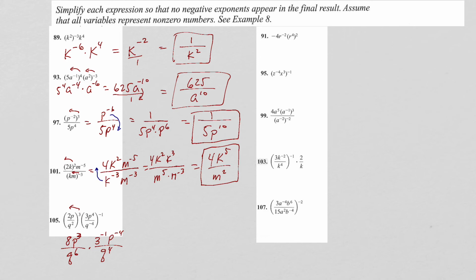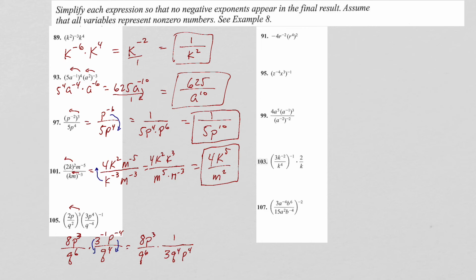All right, now, let's see. I'm going to multiply, and this 3 is going to move down, and this 4 is going to move down. So what I'm going to end up with is 8p to the third over q to the 6 times 1 over 3, and I'm going to have a q to the 4 and a p to the 4.